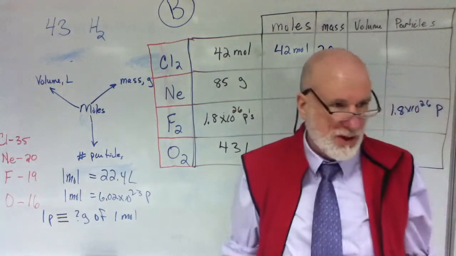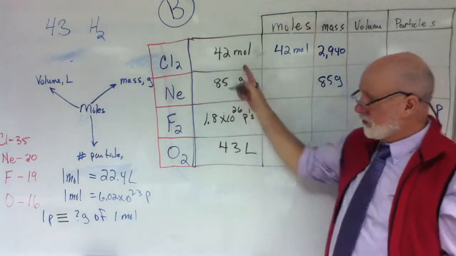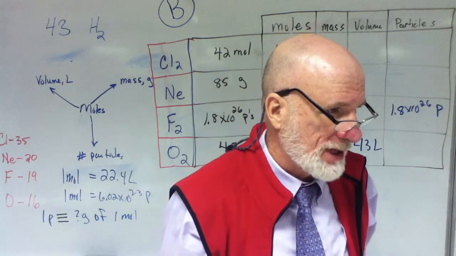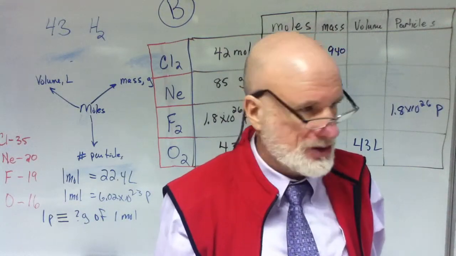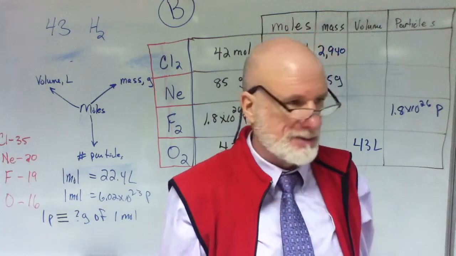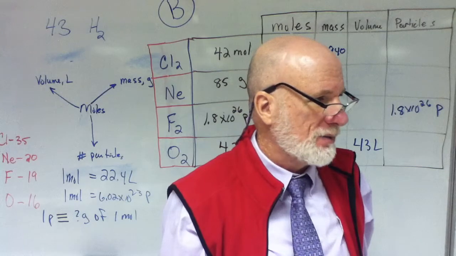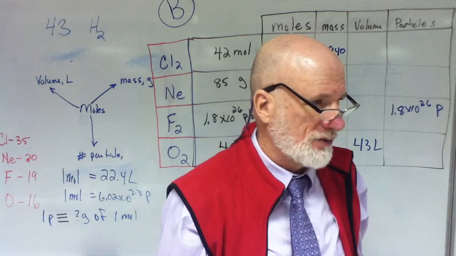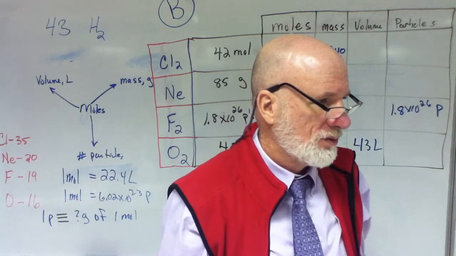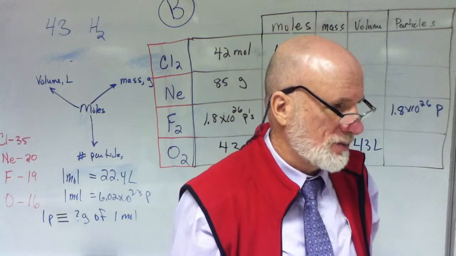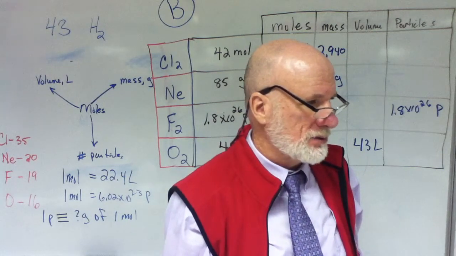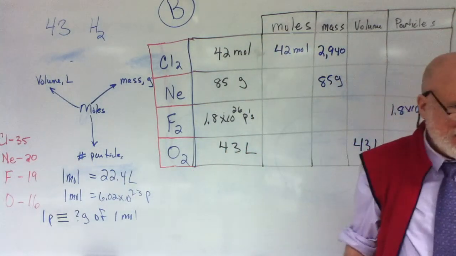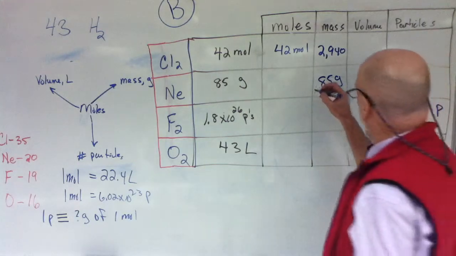Each mole has a volume of 22.4. So what is 42 times 22.4? Round it to ones place for me. 42 times 22.4, what do we got there? What is it? 940.8. 940.941. Can we say that? 941. Is that okay?